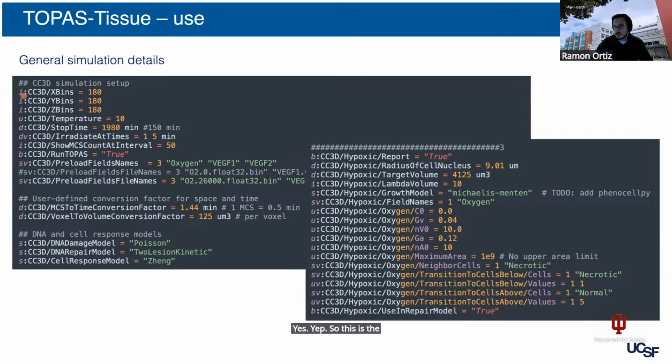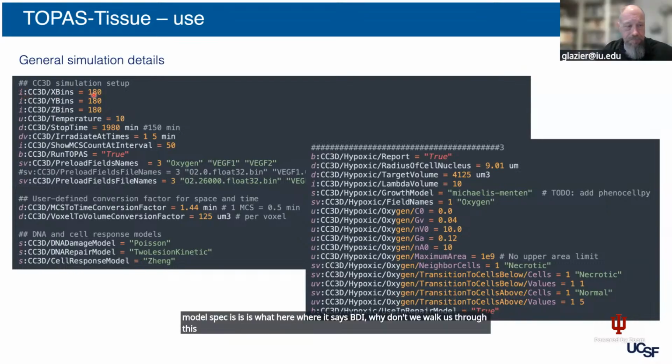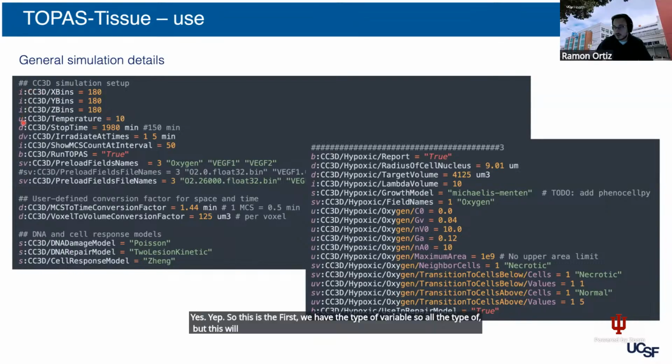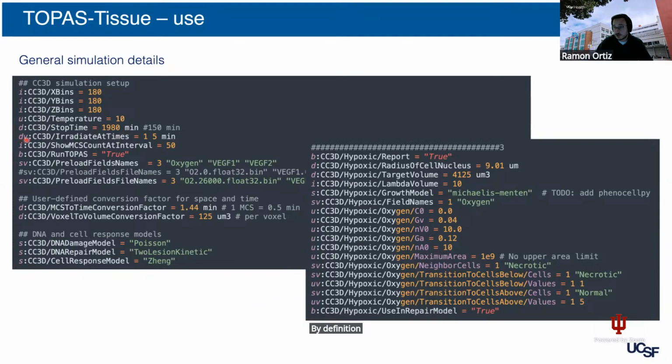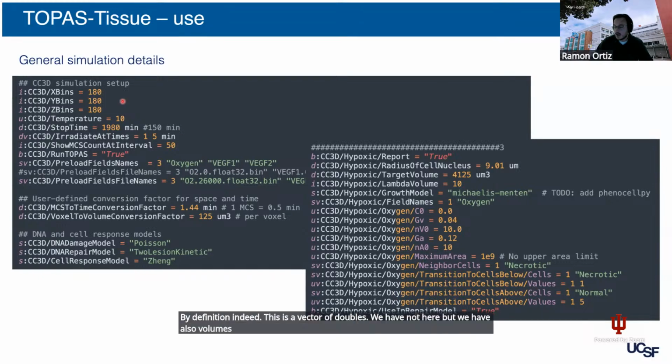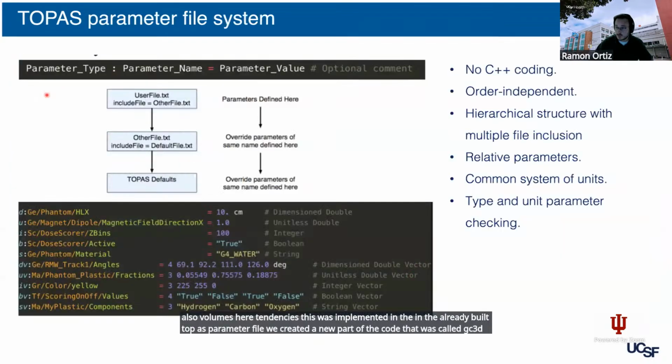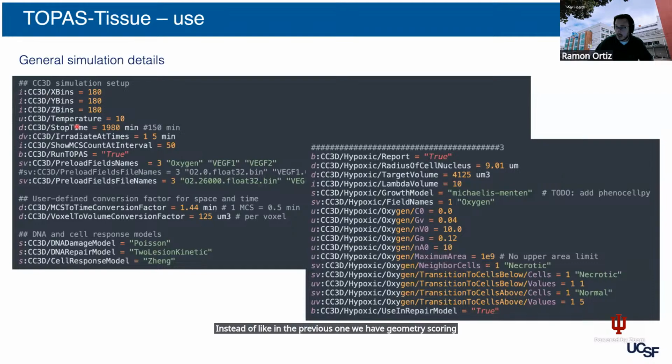First we have the type of variable. This will be an integer, this will be a unitless value, that will be a double. This is a double, so doubles have units by definition. This is a vector of doubles. We do not have it here, but we also have booleans. And then since this was implemented in the already built TOPAS parameter file, we created a new part of the code called CC3D. Instead of, like in the previous one, geometry, scoring, material, graphics, and other.